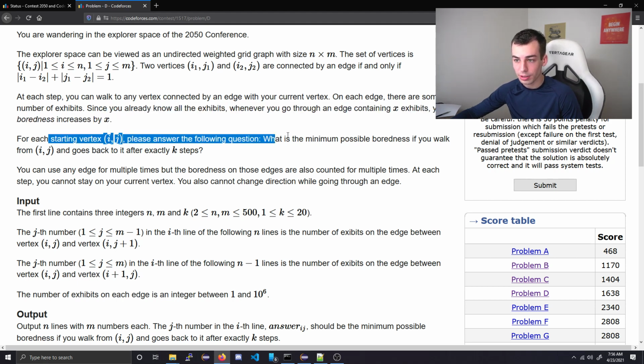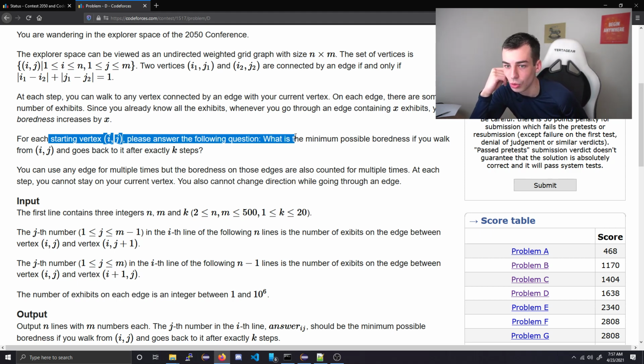For each starting vertex, please answer the following question. What is the minimum possible boredness if you walk from ij and go back to it after exactly k steps?